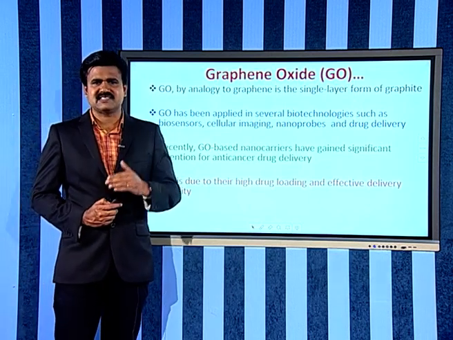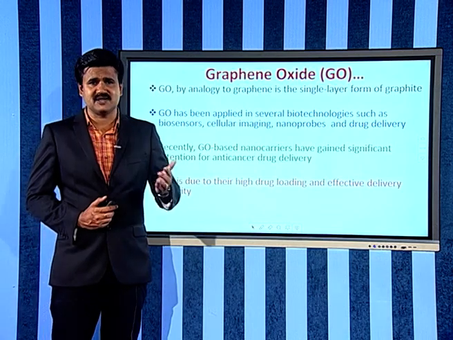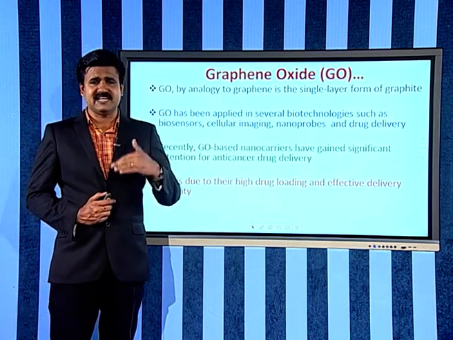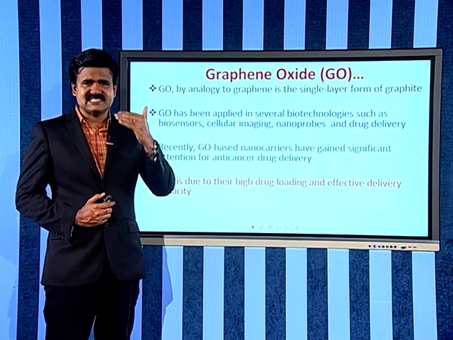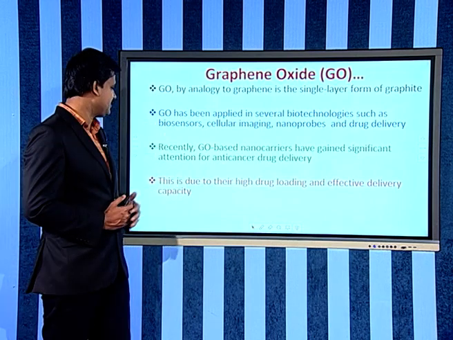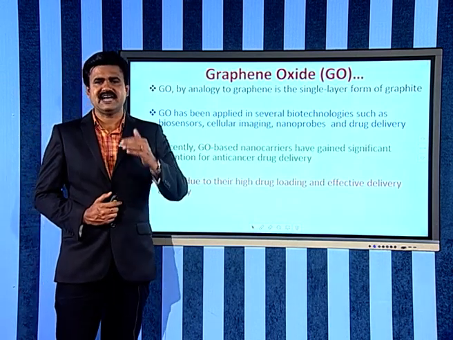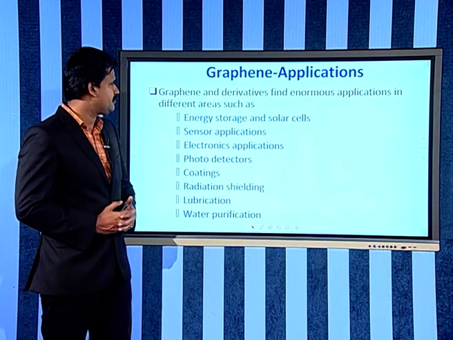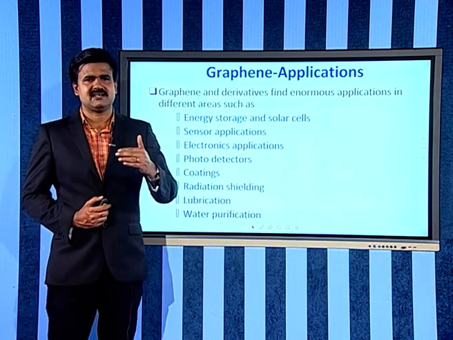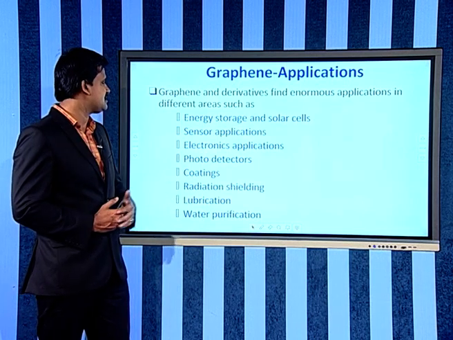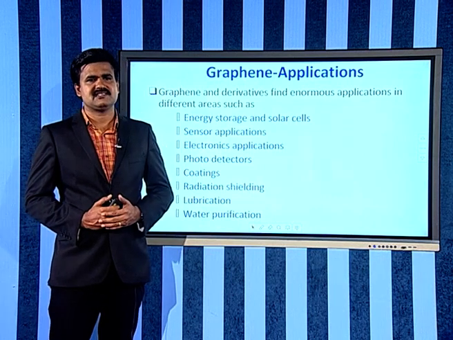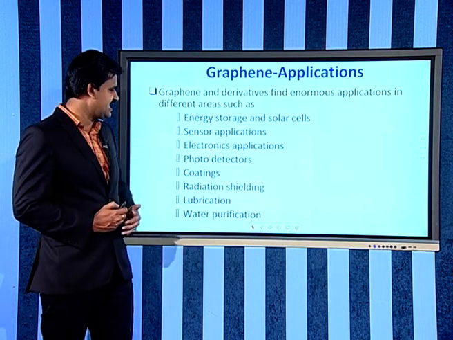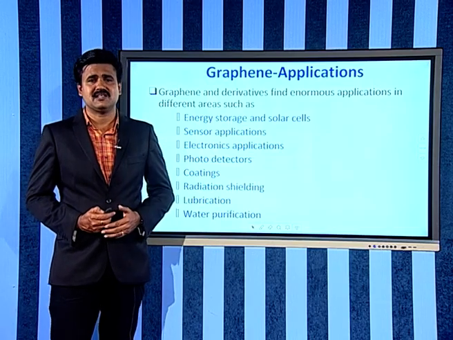GO has been applied in several biotechnologies such as biosensors, cellular imaging, nanoprobes, as well as drug delivery. Very recently, graphene oxide based nanocarriers have gained significant attention for anti-cancer drug delivery. This is because of their high drug loading and effective delivery capacity. Applications of graphene: they can be used under several application titles such as energy storage and solar cells, sensor applications, electronic applications, photo detectors, coatings, radiation shielding, lubrication purpose, and for water purification.